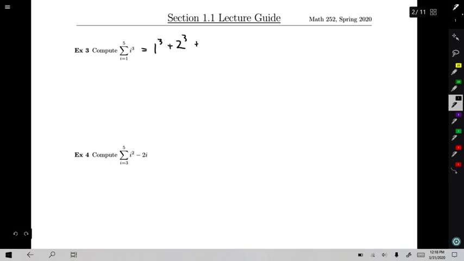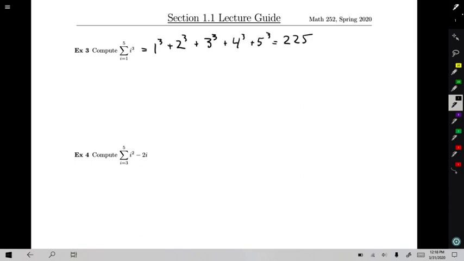And to this I'll add, I'm going to increase i again. i goes up to 3 this time, so 3 cubed. And I keep doing this up until I get to i equals 5. So plus 4 cubed, plus 5 cubed. And if I add up all of these numbers and plug it into a calculator, you're going to get 225 out. Great. All right, first example done.